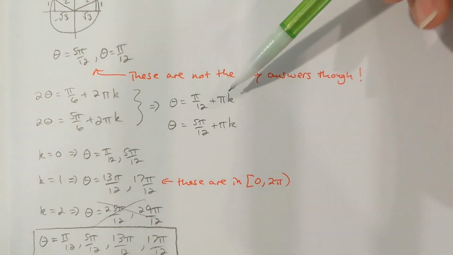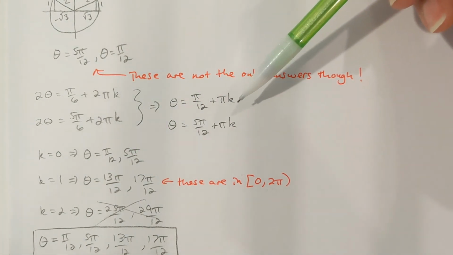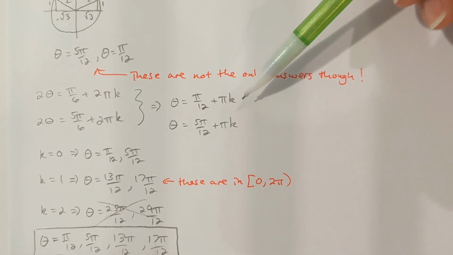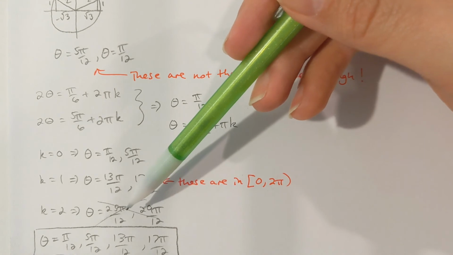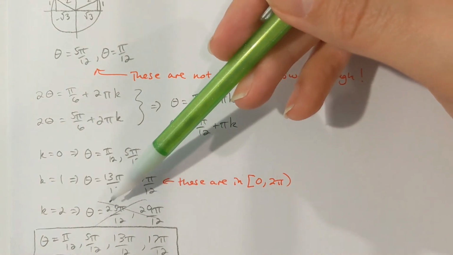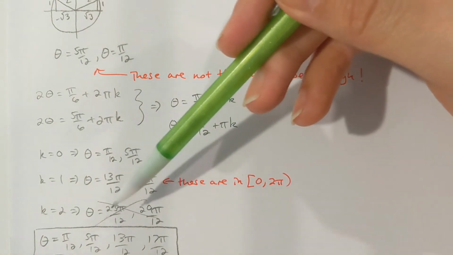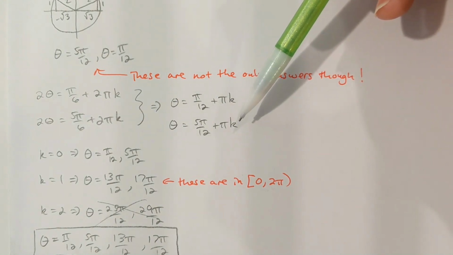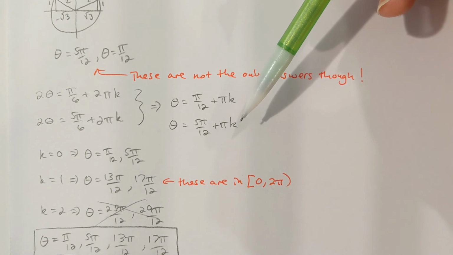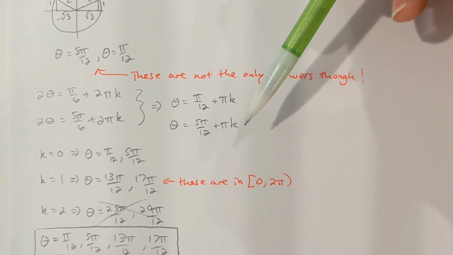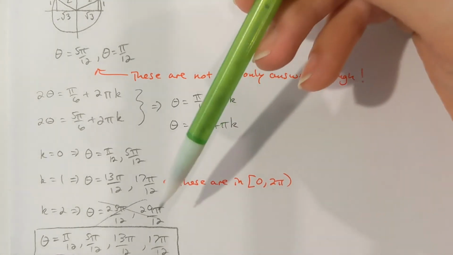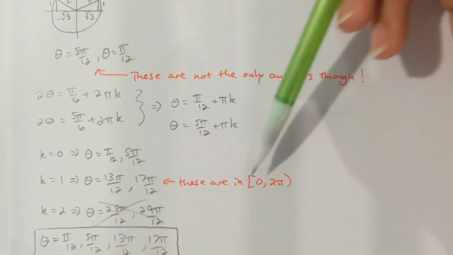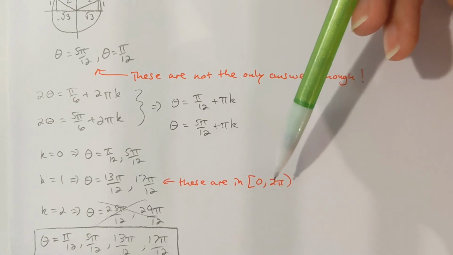If k is 2, pi over 12 plus 2 pi, 2 pi is the same as 24 pi over 12. If you add pi over 12 to that, you'll get 25 pi over 12. That is bigger than 2 pi, so I don't want to include that number. And if k is 2 here, 5 pi over 12 plus 2 pi, 2 pi again is the same as 24 pi over 12, plus 5 pi over 12, that would give me 29 pi over 12. Both of these numbers are now outside of the interval that I'm working on, so I would disregard those.